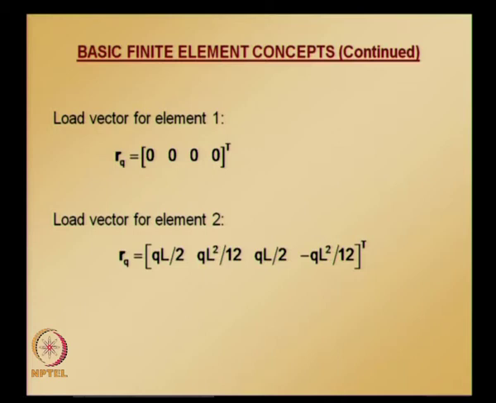Please note that this formula is valid only if Q is constant, that is, Q is uniformly distributed. Since in our case Q is uniformly distributed, that is, the value is 20 Newton per millimeter, we can directly use this formula, substituting Q equal to 20 Newton per millimeter and L equal to 200 millimeters. Doing the computations, we get this.